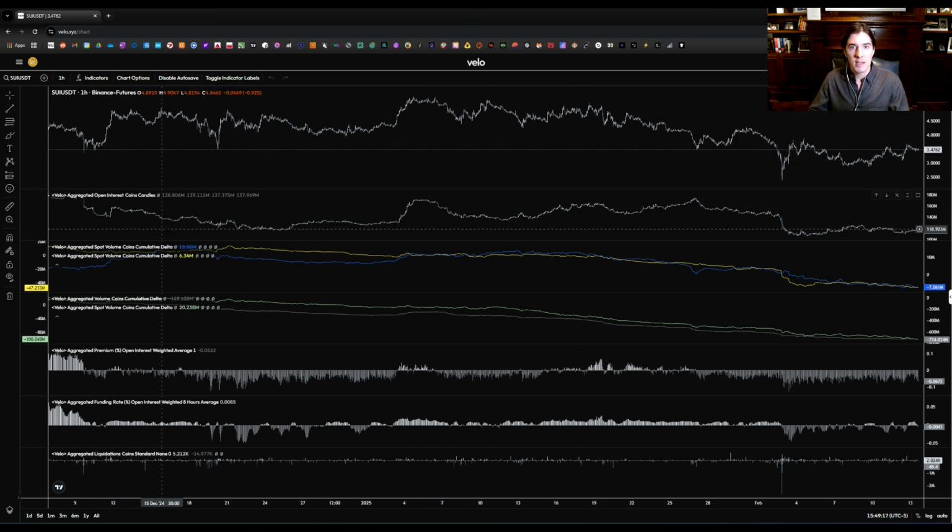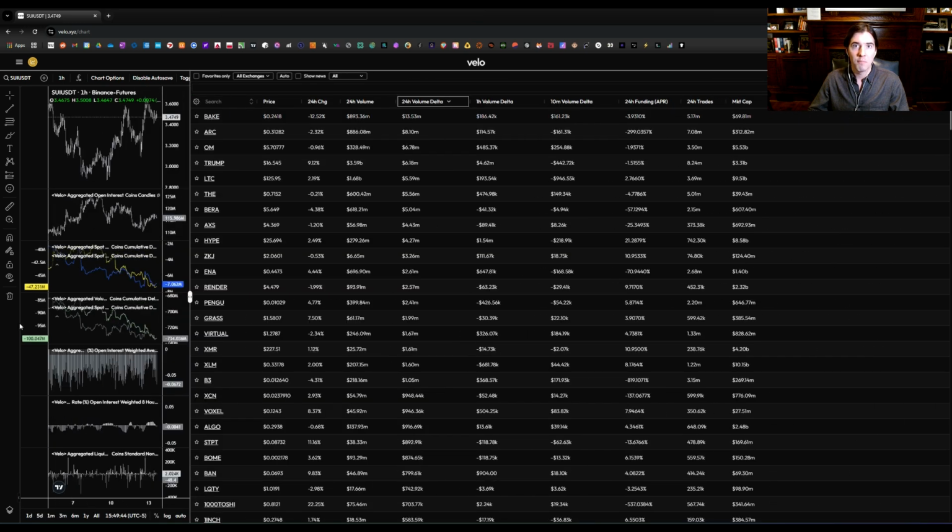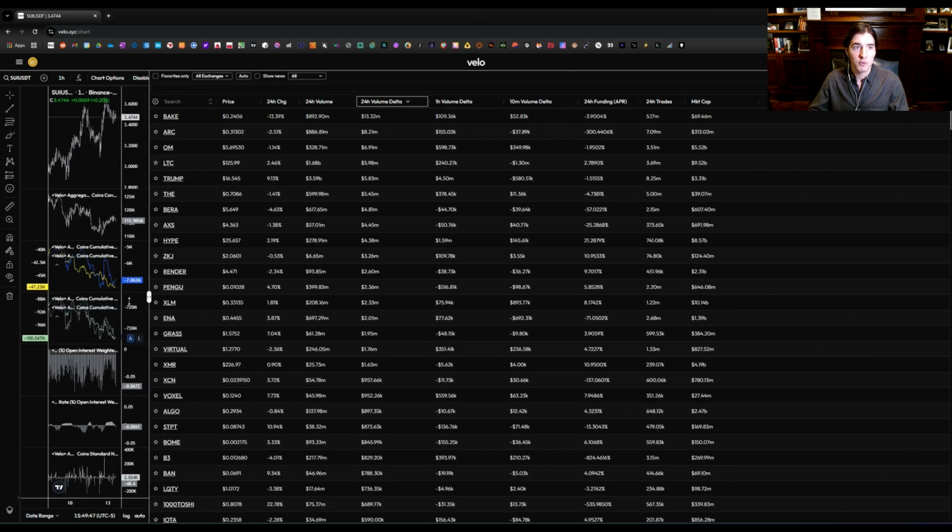Velo is popular, I think, for looking at open interest. You can look at spot bids, Coinbase versus Binance spot bids, aggregated premium, funding rates, liquidations. That's what I think a lot of people use this for. But I love it for its easy chart layout. And people don't really know about this, which I think is kind of funny. There's a button over here to the right, and if I pull this tab across, there's a table that I think most people have not seen before.